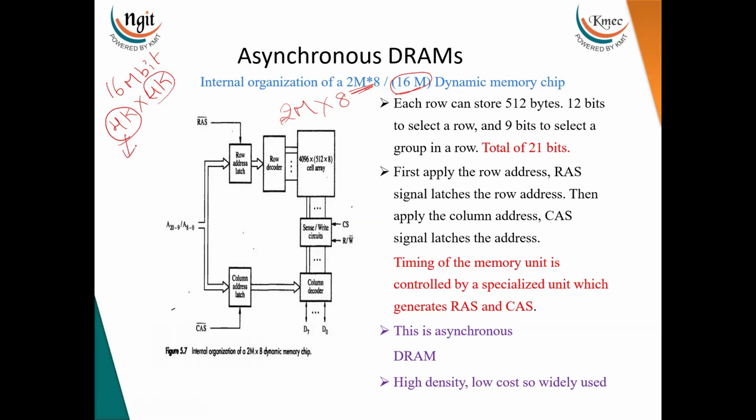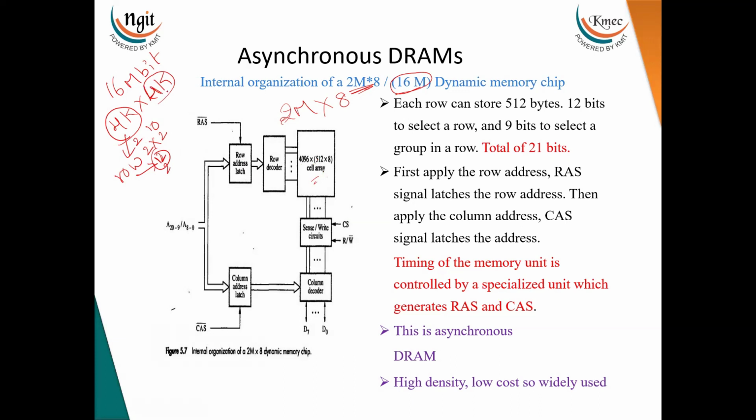So this we are using for the row. 4 kilo can be written as 2 to the power of 2 into 2 to the power of 10, which is 2 to the power of 12. So here we need 12 address lines for the row. This is the memory array, which we divided equally, 4k by 4k.